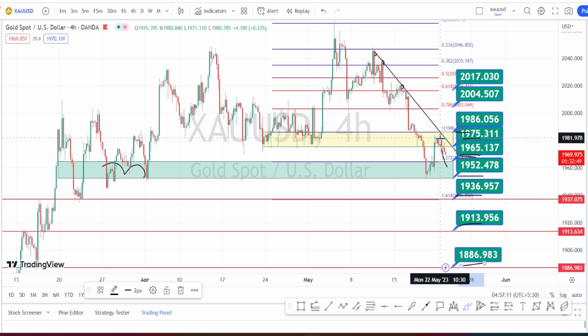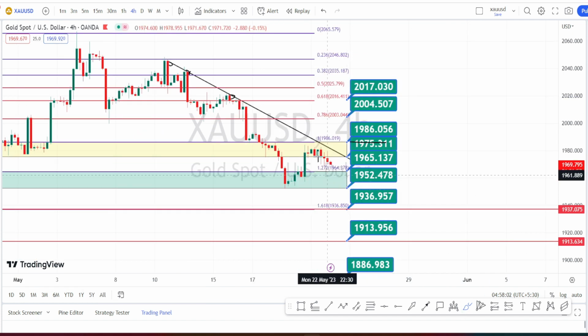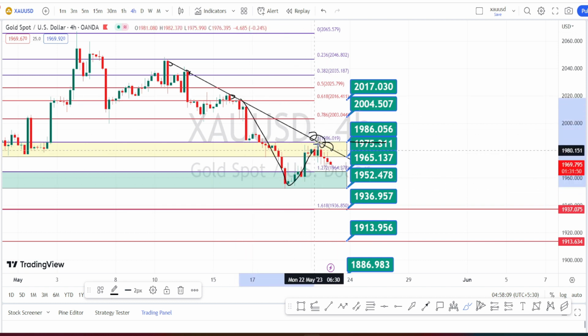And if the price action breaks this resistance zone and the trend line or the resistance line and continues its bullish side retracement, breaking the previous resistance level of 1975, the next level of resistance is going to be around 1986, 2004, 2017 on the bullish side. And as long as the price action is trading below this trend line or the resistance line, we can expect the bearish trend to continue in 4 hours time frame.